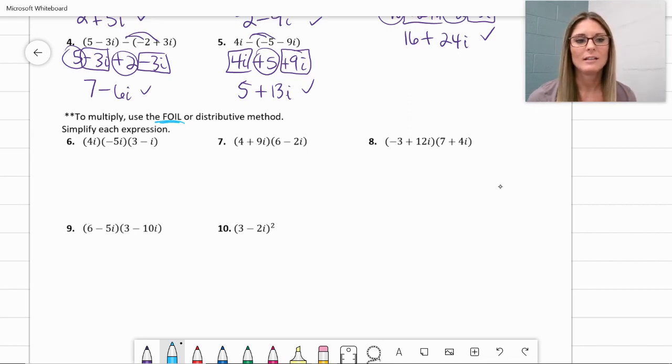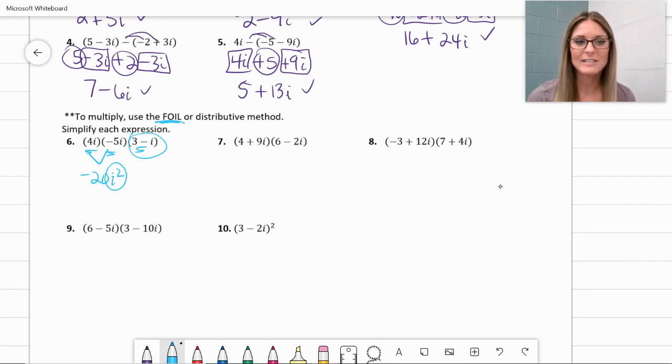The first one, let's see, we've got 3 things being multiplied together. So let's start left and move to the right because I will have to distribute across that. So the first 2, when I multiply together, 4i and negative 5i gives me negative 20. Watch out, i squared.